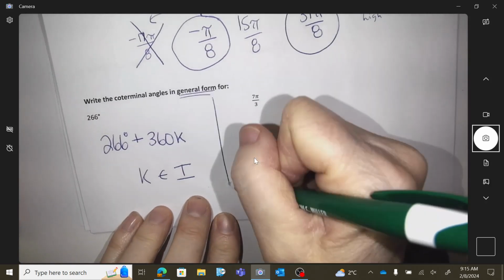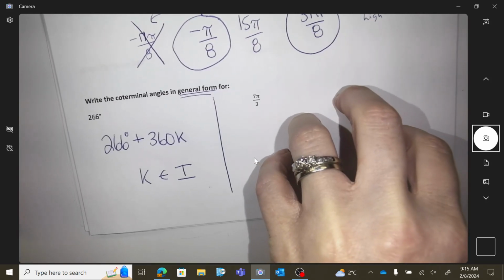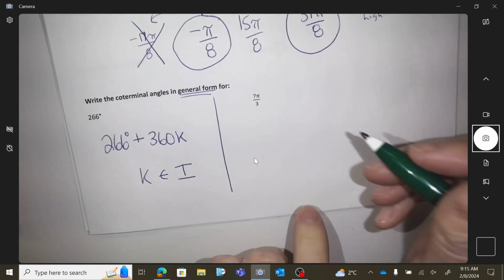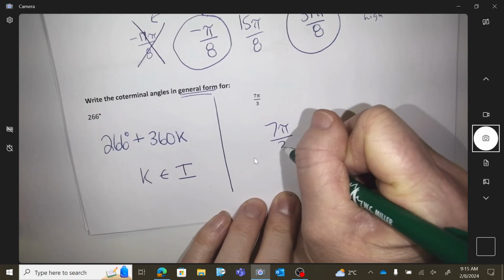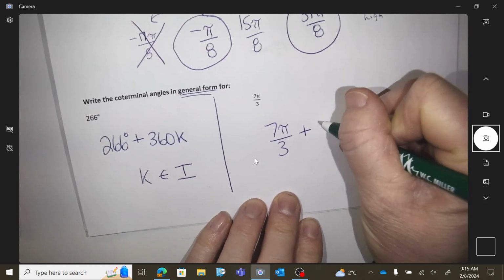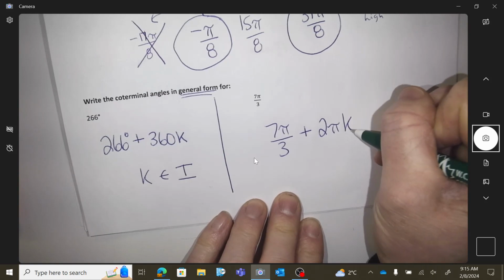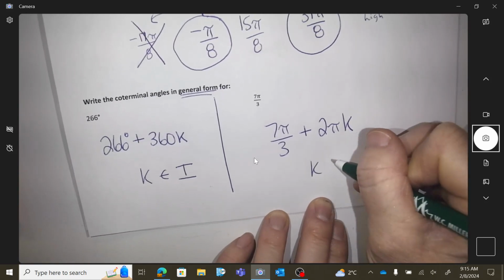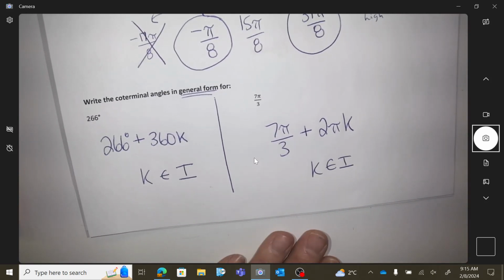Okay, so then how do you do this exact same thing, but in radians? Plus 2 pi k. k is an integer number.